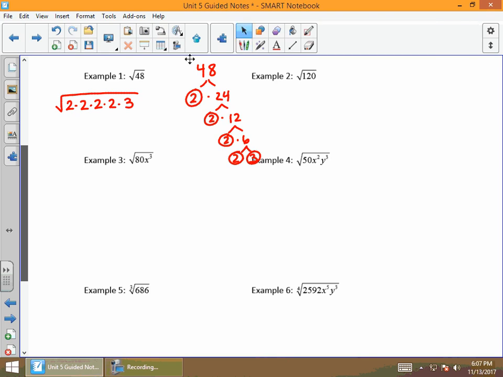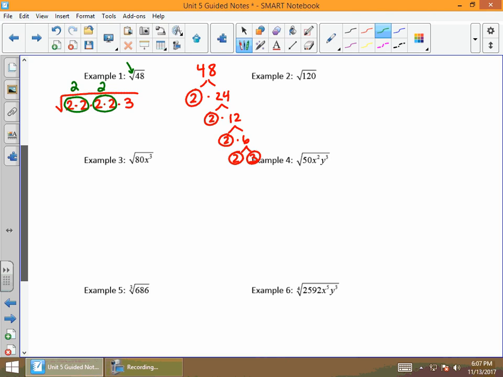Now, the index on my radical will be right here. You don't see a number in there because this is a square root, so this is a radical 2. That means I need to group things in pairs of 2. These first two 2's can be grouped together, and I can pull a 2 out because of it. Then I look for another pairing of 2. Here's another pairing of 2, so I can pull a 2 out. And there are no other pairs of 2.